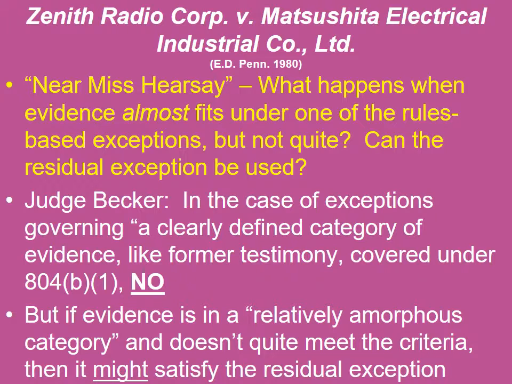And in Zenith, Becker held that the evidence presented by the plaintiffs that would normally fall under the exception for former testimony, that one in Rule 804(b)(1), shouldn't get in if it doesn't meet the requirements of 804(b)(1), because that was one of the exceptions that was quite specific about the kinds of statements it covered and what the requirements are. And Becker says, look, in cases like that, the assumption should be that Congress clearly did not intend for evidence that didn't meet the requirements of the rule to sneak in through the back door of this residual exception.